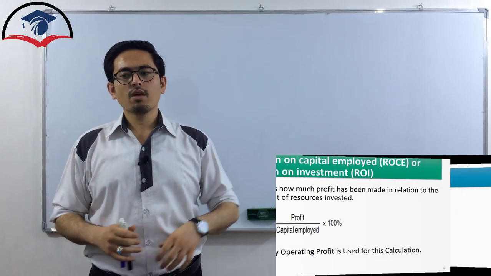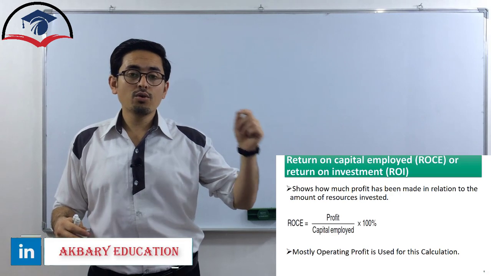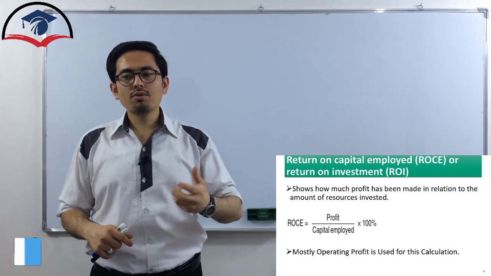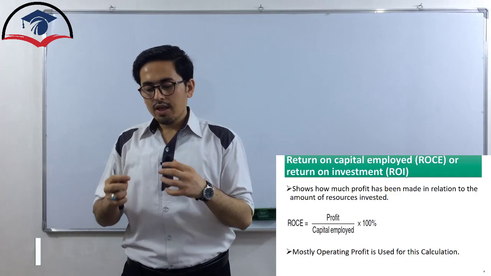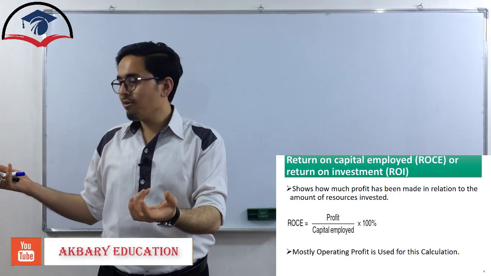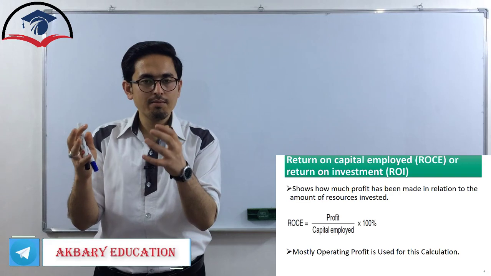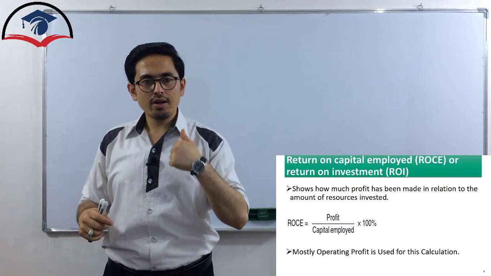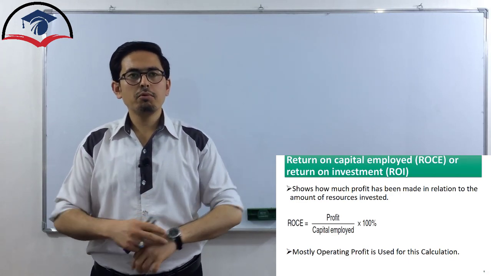So let's go ahead. The first one, return on capital employed, or the other name given to that, return on investment. It shows how much profit has been made in relation to the amount of resources invested. Suppose I'm the investor, I brought some cash as my own cash into the business and some fund as a liability into the business. This is a total $10,000 of capital invested or employed in the business. What will be the return on that? This is called ROCE.